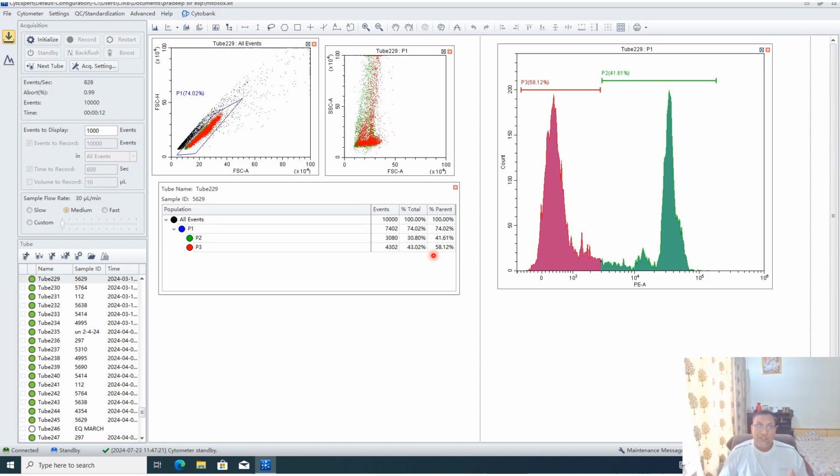We counted 10,000 cells. We can also count 20,000. In a fluorescent microscope, you count about 200 sperm cells, whereas here we counted 1,000, 10,000, 20,000, 40,000. So efficiency and reliability are greater for the flow cytometer than for the fluorescent microscope.